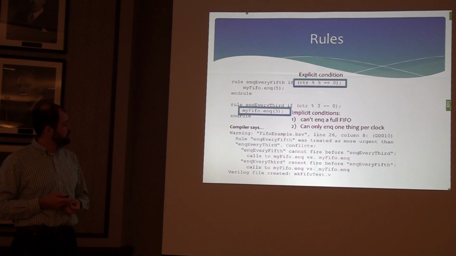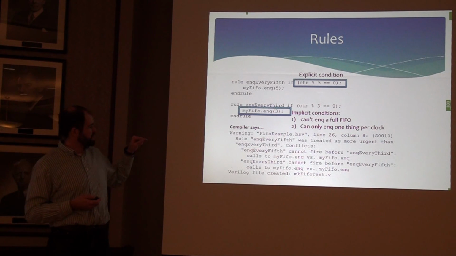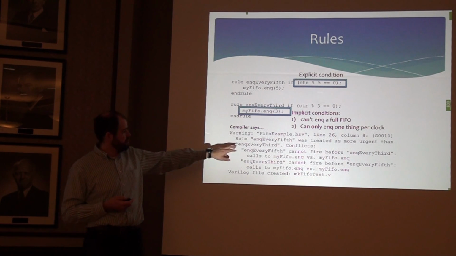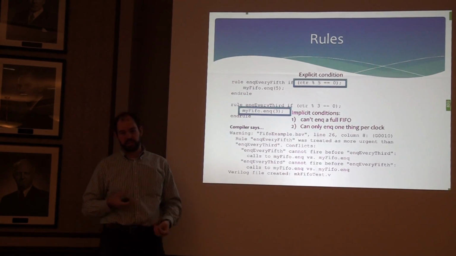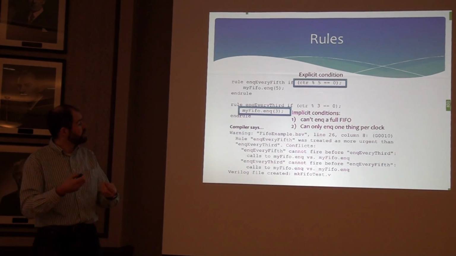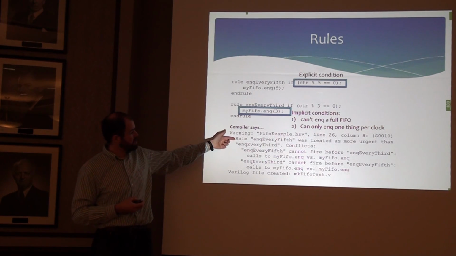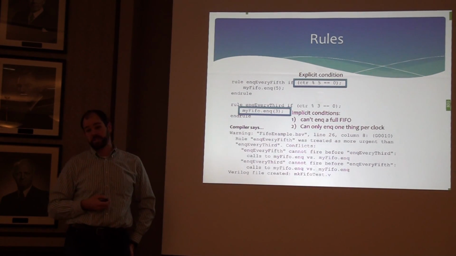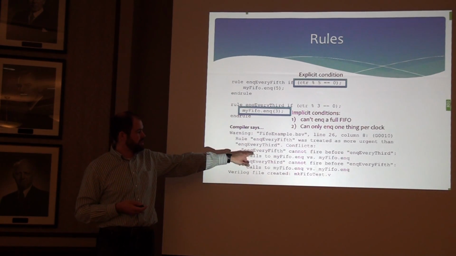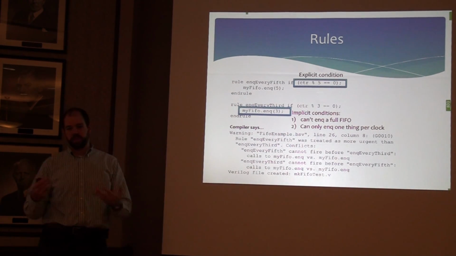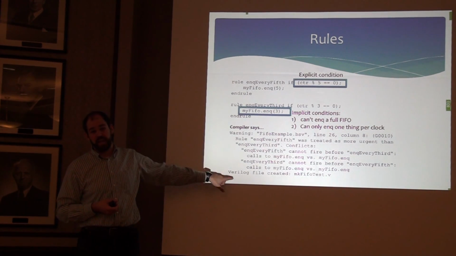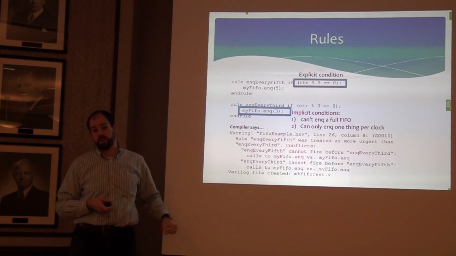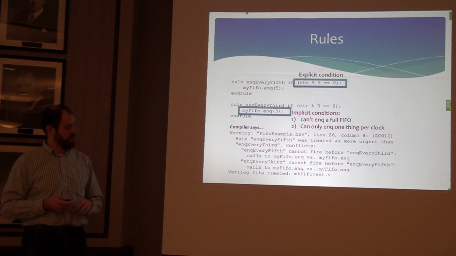So when you go to compile this code, this is what you actually get from the compiler. It says rule enqueue every fifth was treated as more urgent than enqueue every third. Conflicts. Fifth can't fire before third because FIFO enqueue and FIFO enqueue. So it's saying that they're both trying to enqueue the same FIFO. They can't do that at once. And it has arbitrarily broken that tie just by taking the first rule that it sees. Right? And then it says likewise every third can't fire before every fifth because within the same cycle you can't actually do both. On the other hand, it did create a Verilog file. It's just telling you I had to make an arbitrary decision. I don't know exactly what you want. Okay? So that's actually kind of handy.